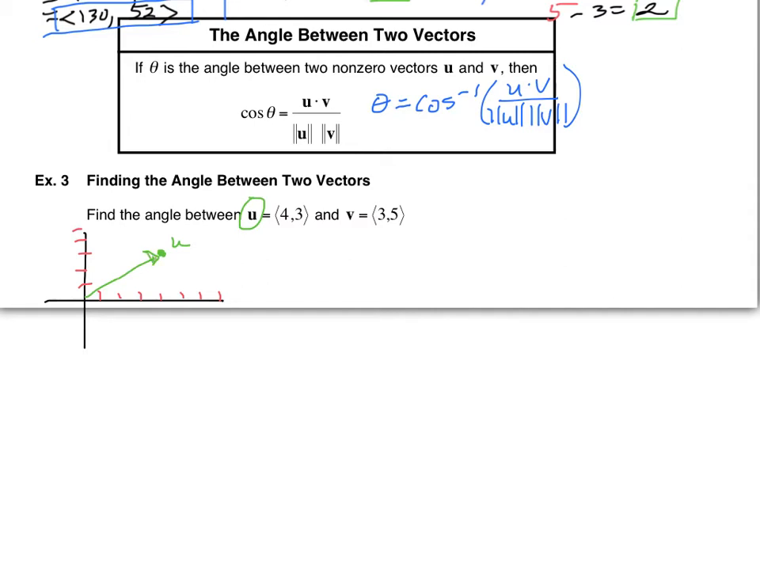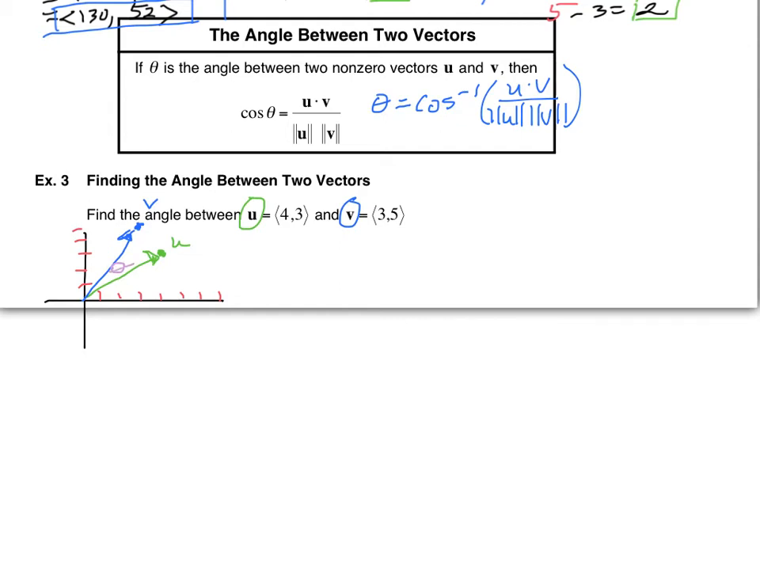And then vector v I'm going to make blue. It goes to (3, 5), which is right about up here. So there's my vector v. The angle that we're trying to find, there's our theta right there.